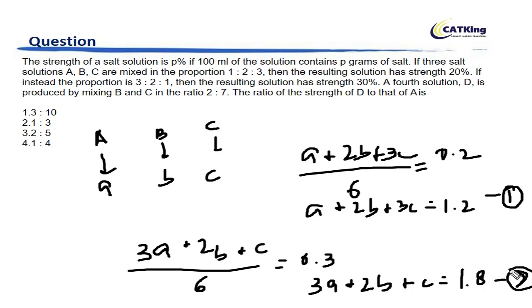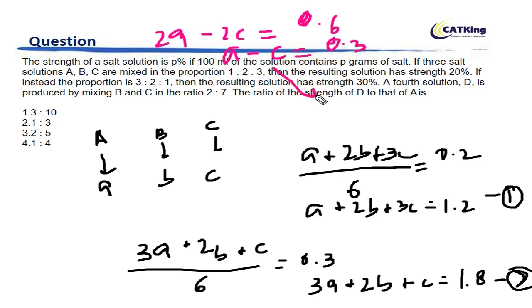Now if we subtract 1 from 2, we will get 2 times A, 2B and 2B will cancel, minus 2 times C is equal to 0.6. So we can say that A minus C is equal to 0.3.